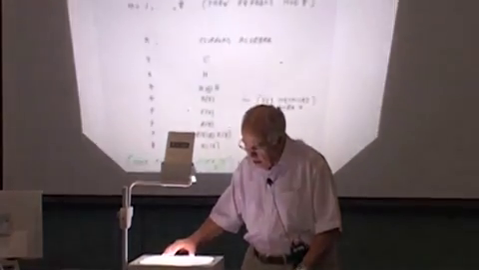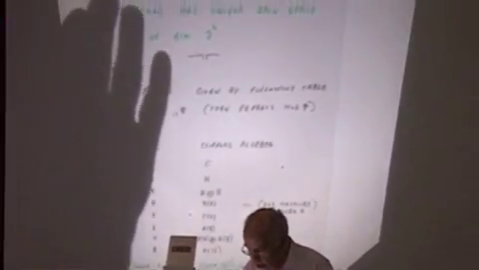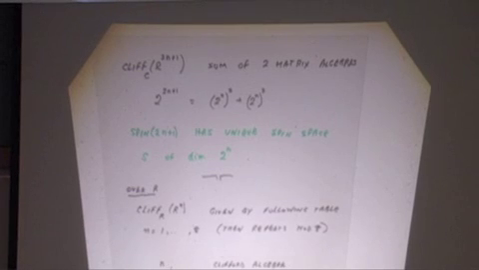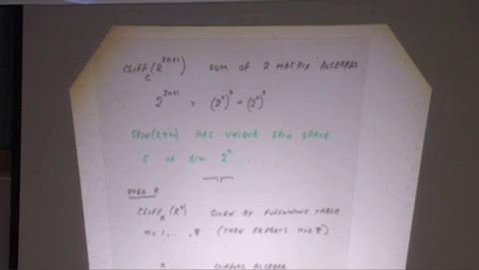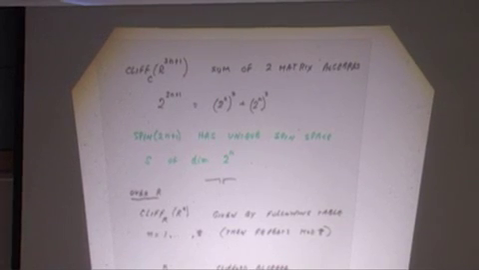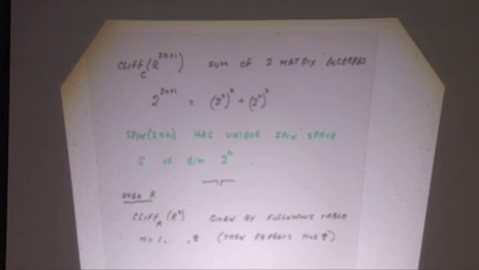Now, summarizing what we said about the Clifford algebra, that was the even case. In the odd case, when the dimension is 2n plus 1, the only difference is that this time the dimension is 2 to the power 2n plus 1, and it's not the square of something. So it's the sum of two matrix algebras.